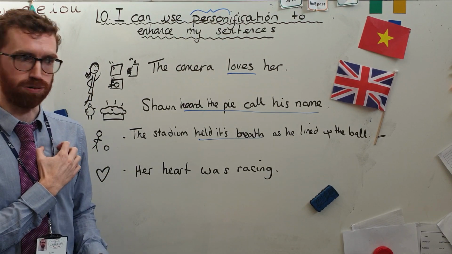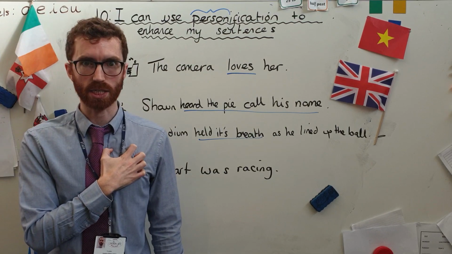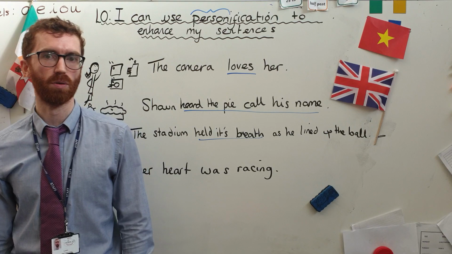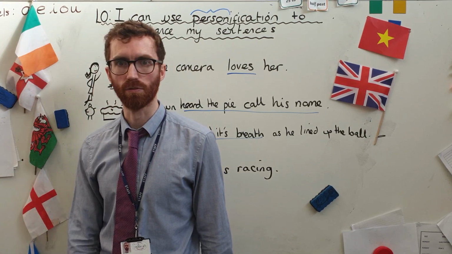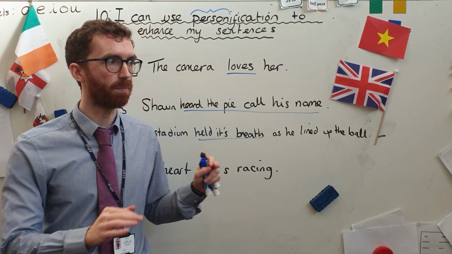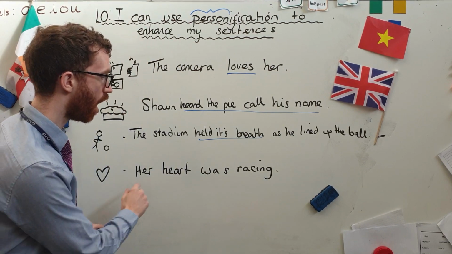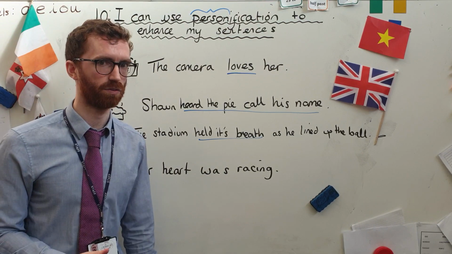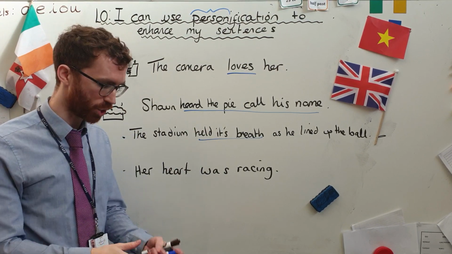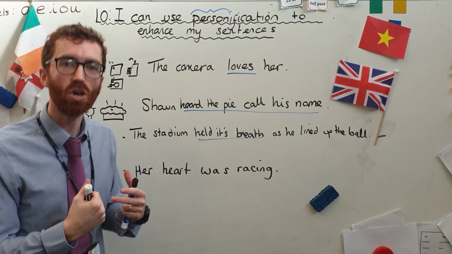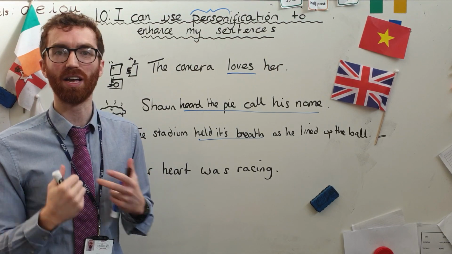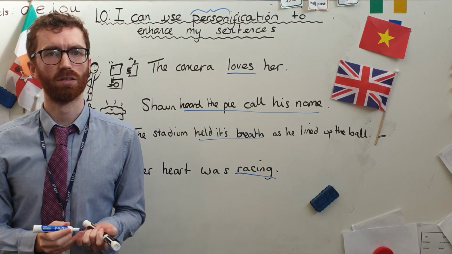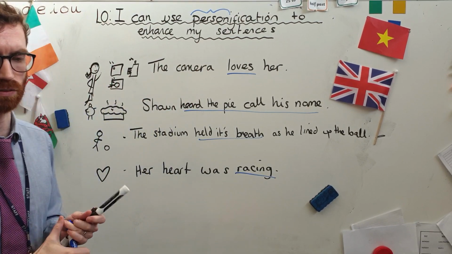Boom, boom, boom. Her heart was racing. Okay, could have been for anything. She might have had to stand up in front of class to do a presentation. She might have been on the start line for the biggest race of her life. She might have seen a boy who she really likes, okay? Her heart was racing. Boom, boom, boom, boom. Now, a heart can't race. It can't go around, it can't run anywhere, it can't do anything. We know what it means. We imagine that idea of the heart going so fast, it's frantic, but it can't be racing. Okay, that is the personification in that sentence.